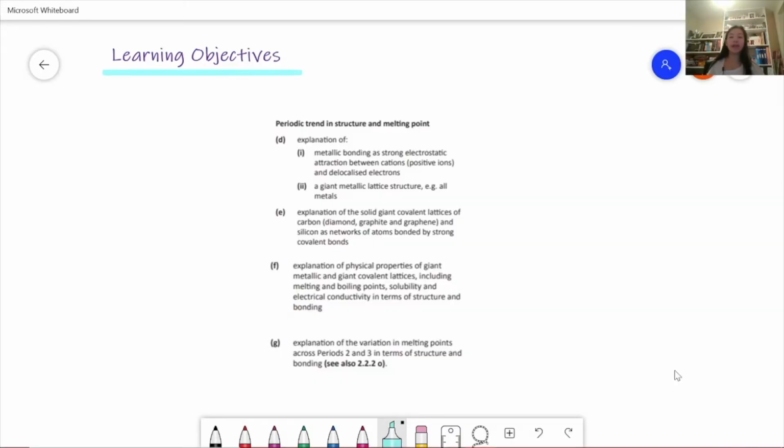Today we're going to be looking at periodic trends in structure and melting point. So we're going to be looking at the explanation of metallic bonding as strong electrostatic attraction between cations and delocalized electrons, and explaining giant metallic lattice structures.